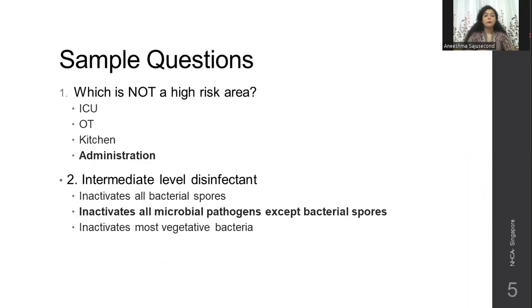So these are two sample questions from infection control, which is not a high risk area. Some options have been given. If you are thorough with the list of the high risk areas from page number 10 of your infection control management textbook, you will find out ICU, OT and kitchen. Any infection can spread from these departments. Okay, definitely. Administration, there are no clinical activities there. So administration is not a high risk area. Okay, so that's the option. Administration is the right answer.